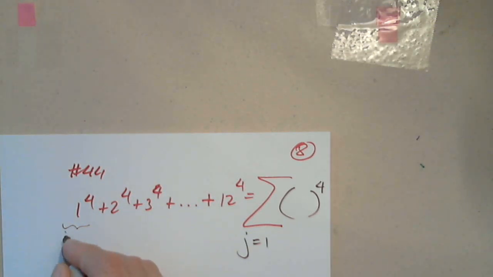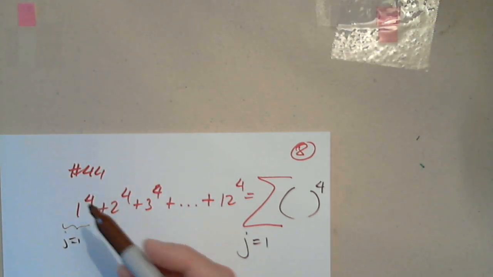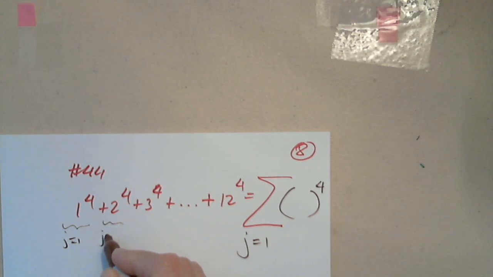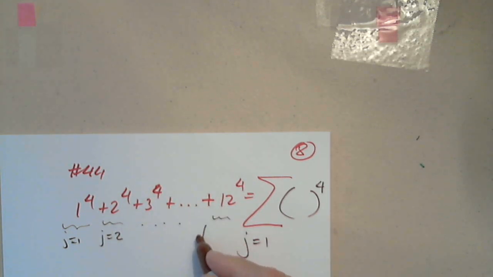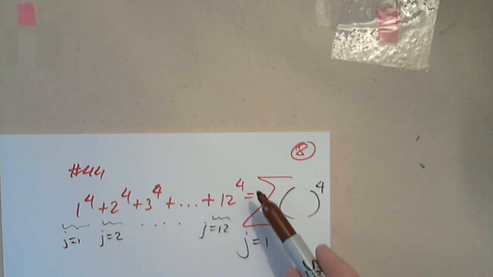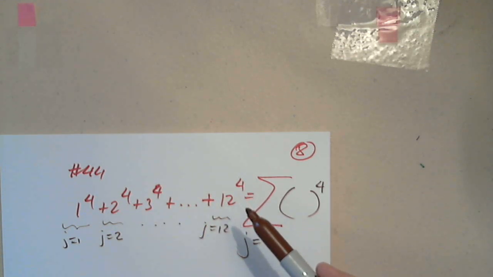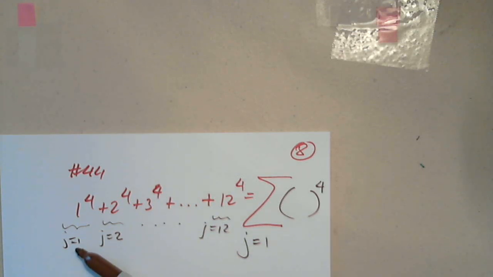Okay, so if J equals 1, I get 1 to the 4th. If J equals 2, I get 2 to the 4th. And if J equals 12, I get 12 to the 4th. So where do I stop? From J equals 1. And what is the upper limit? 12. Very good.